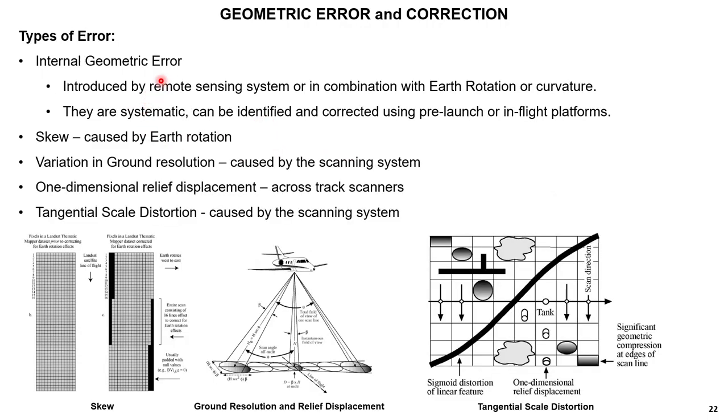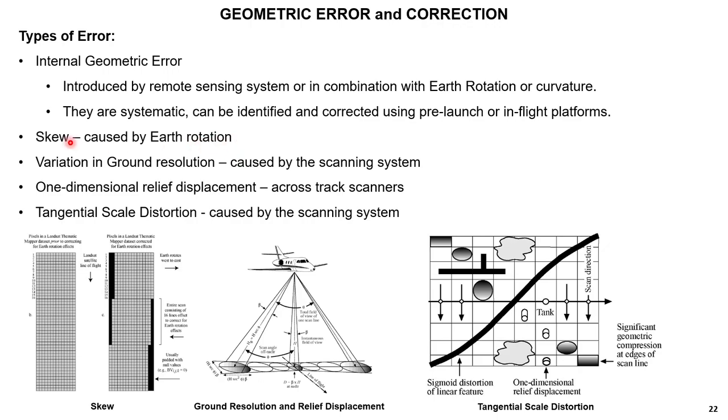So there are two types: the internal geometric error and the external geometric error. Internal geometric error is produced because of the satellite itself, in combination with the Earth's rotation or curvature. So these errors are systematic. They can be identified easily, and we can correct them by using pre-launch or in-flight platform information.